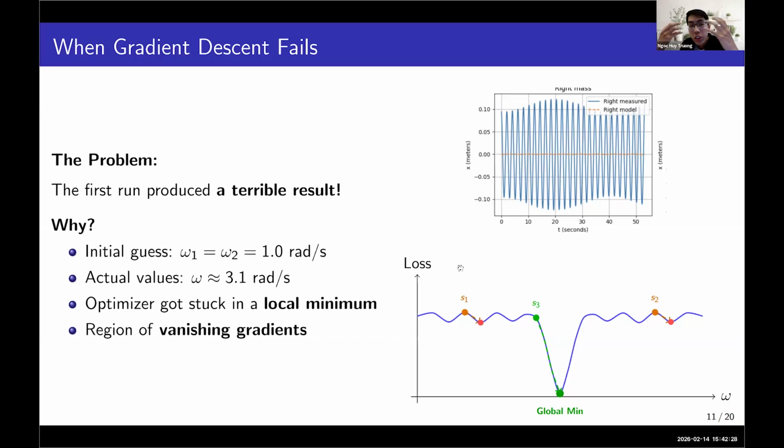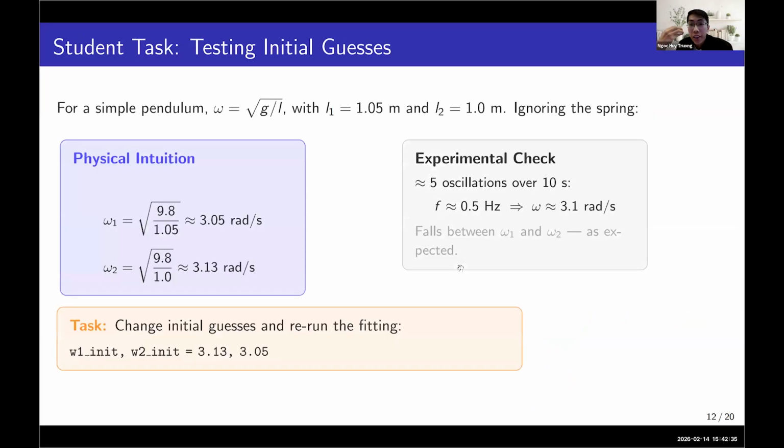So we want students to see that it's not that easy, right? You need to make good guesses first. That is the first task for the student. So let's get some physics intuition. Let's assume that you ignore the spring. Then you have the formula for one pendulum, and for this length you can compute the frequency. That is the square root of g over L. So you get 3.05 and 3.13.